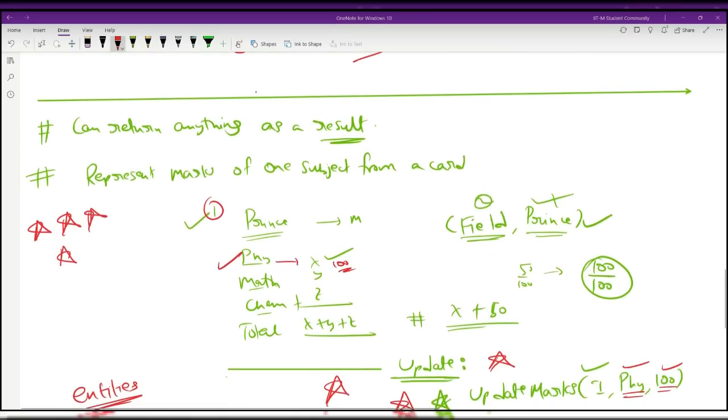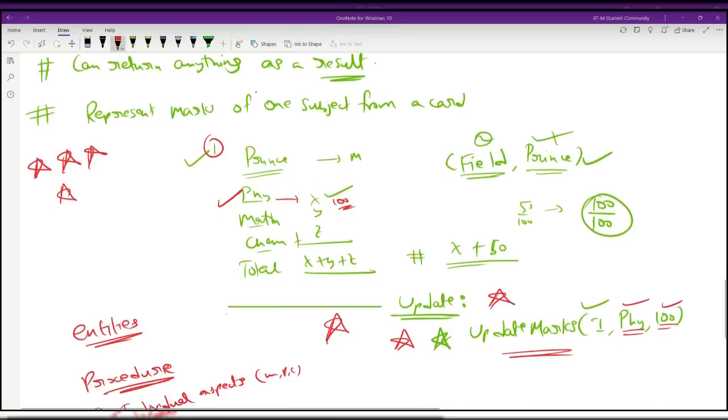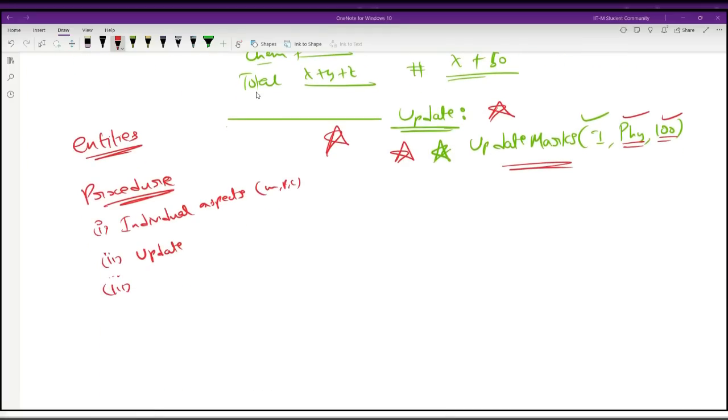Yes, you're right. We can return values, we can return characters, we can return booleans, anything. What is the fourth point?